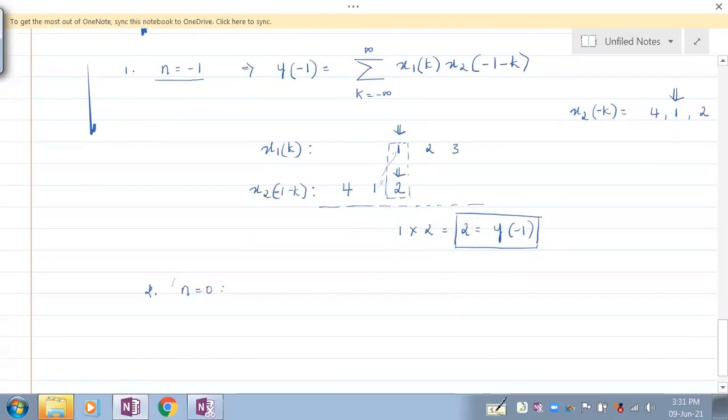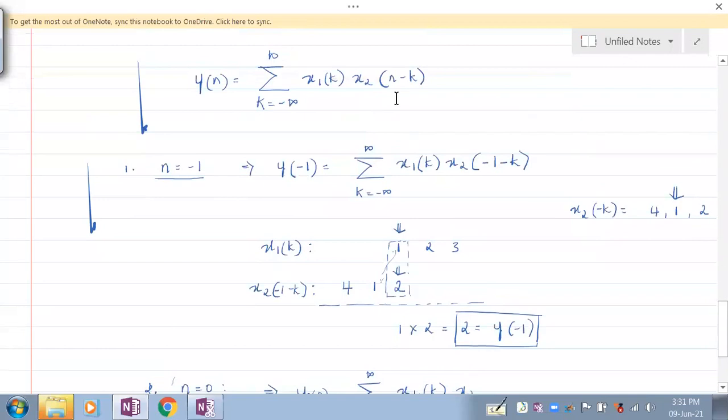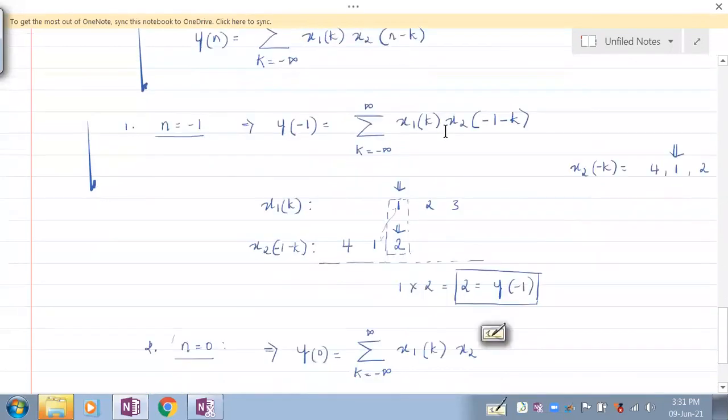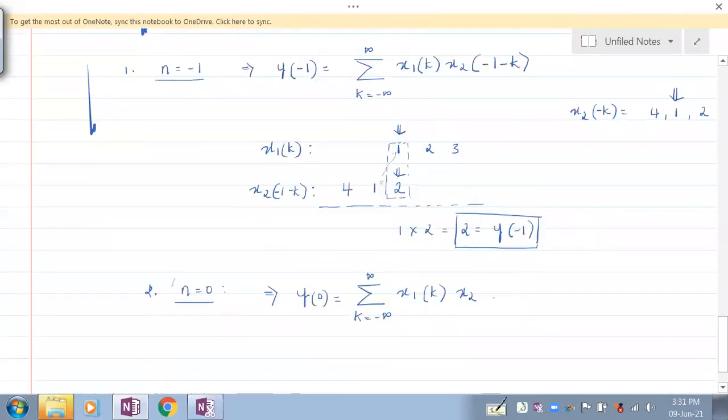That is, in this case, for n equal to 0. So when it is n equal to 0, what we are finding is y of 0, the summation for k ranging from minus infinity to plus infinity of x1 of k, which is not moving, whereas x2 of, now n is 0, the second sample, so it is x2 of minus k. Fine, x2 of minus k.